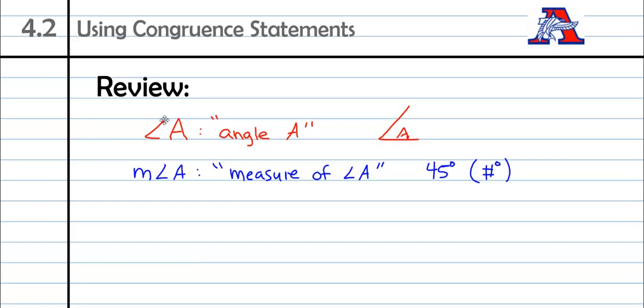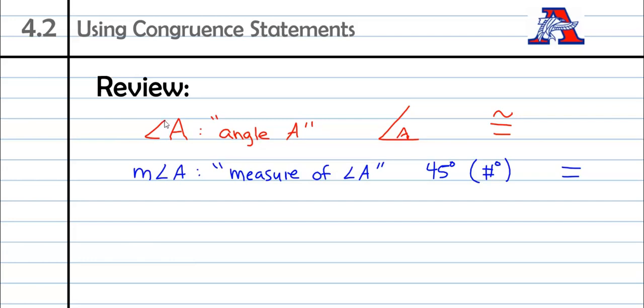When you're answering problems today, if you see a regular angle A and you want to say that it's the same as something else, you're going to use a congruent sign. Because it's a picture, you use a congruent sign. With the measure of angle A, if you want to say it's equal to something, you're going to use an equal sign. Numbers are equal to numbers. Pictures are congruent to pictures. That's the difference there.